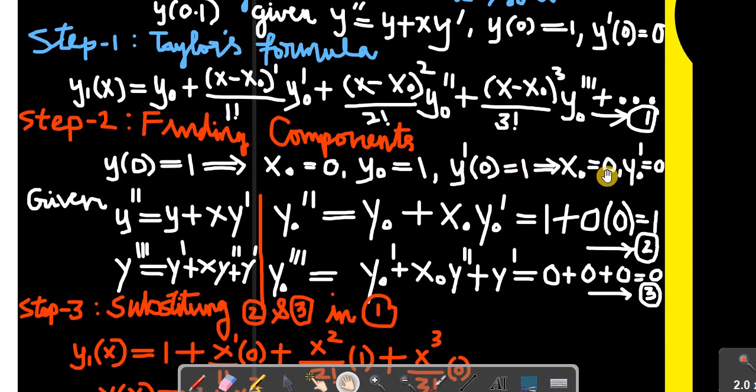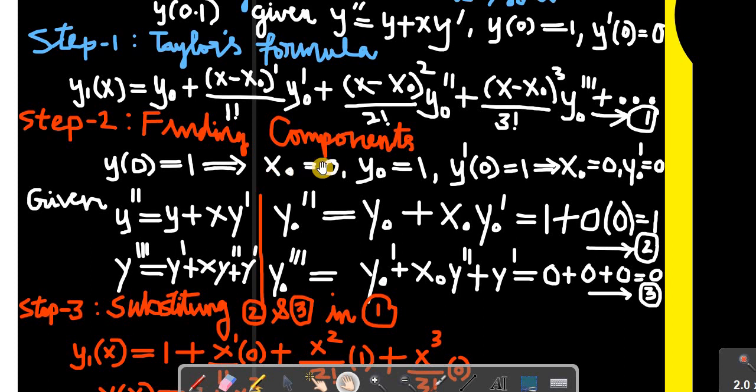So, when x naught equals 0, the value of y naught dash, that is the first derivative, equals 0. So from the given two initial conditions, we can get the values of x naught, y naught, and the first derivative at y naught. So all these things we can find out. x naught we can find out from this, that is equal to 0.